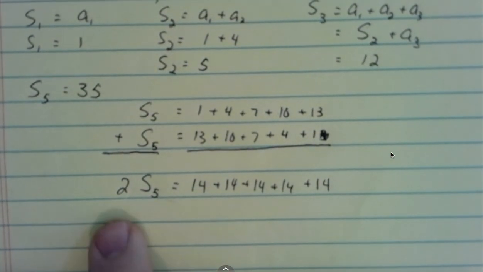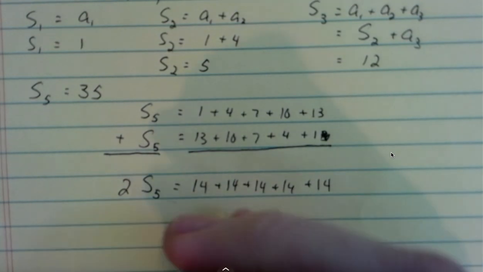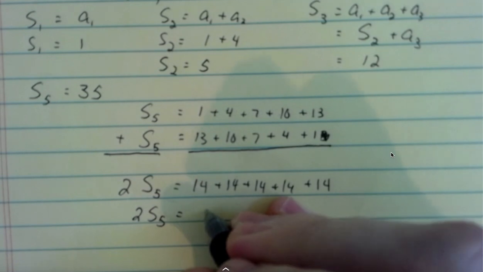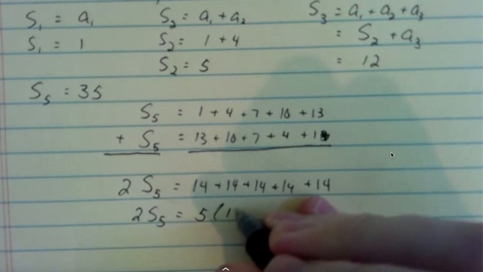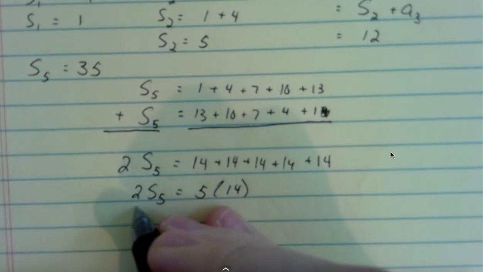So look what happens here. 2 S5s is going to be 5 14s. So another way to write that is 2 S5 is equal to 5 times 14. Now if I want to get S5 by itself, I can simply divide by 2.